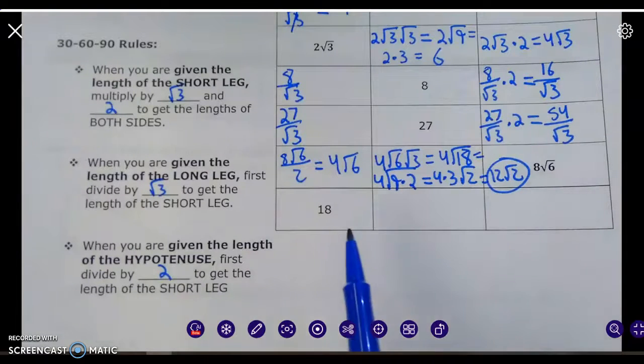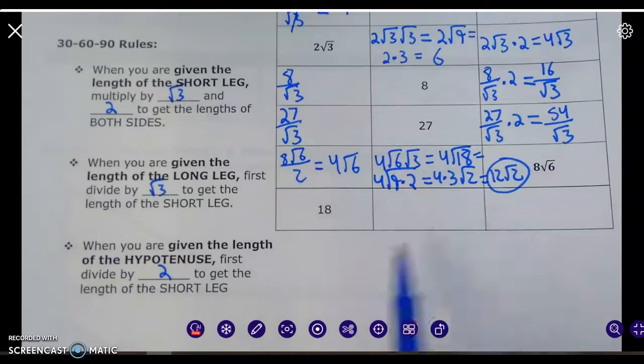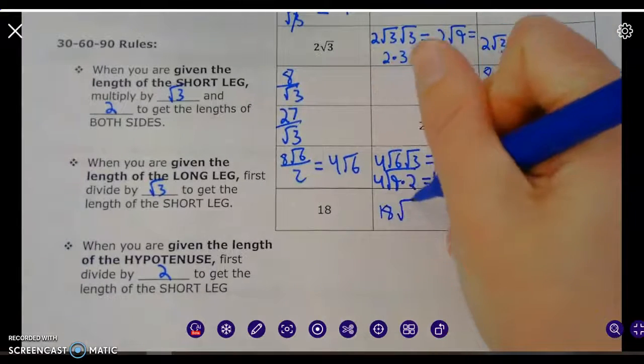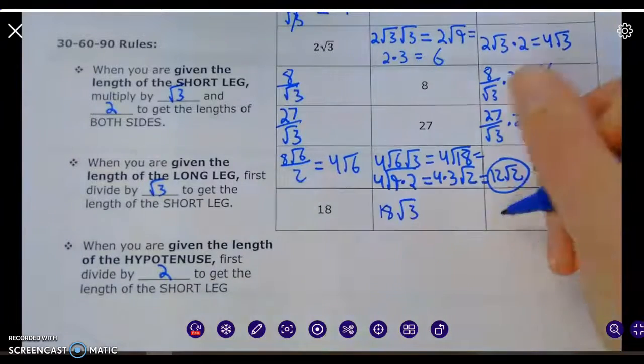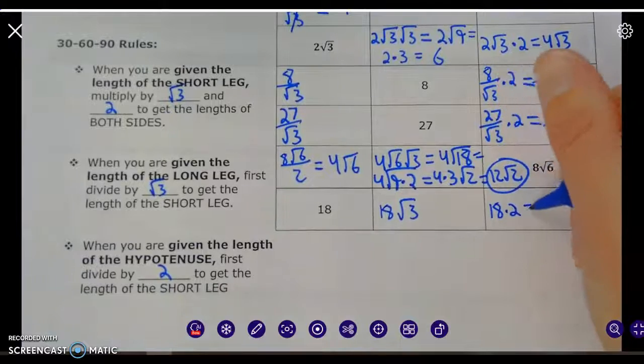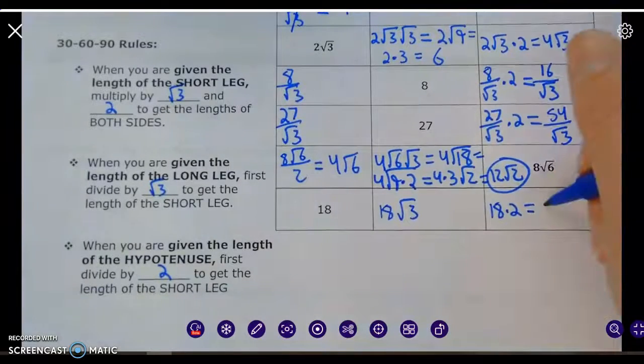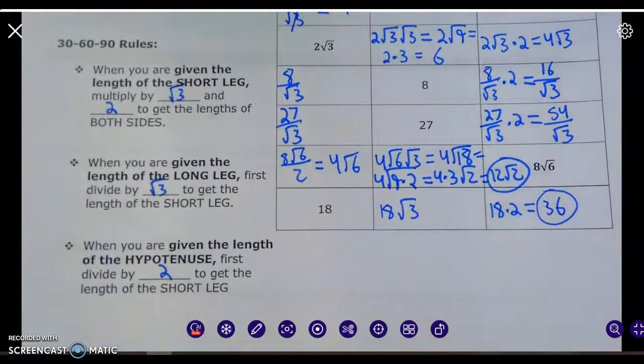Okay, so that one was a little tricky. I hope everyone could get the 18 themselves, though, because if you have just a whole number for the short leg, it's really simple to get the other two. All you got to do is take your 18, tack on a square root of 3, take your 18, multiply by 2. Okay, questions about that?